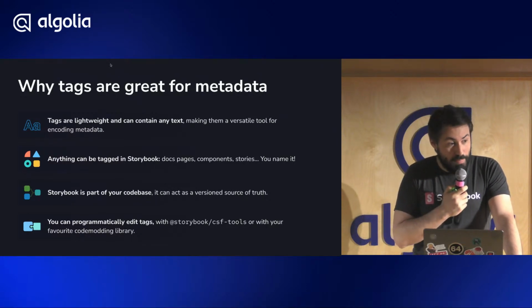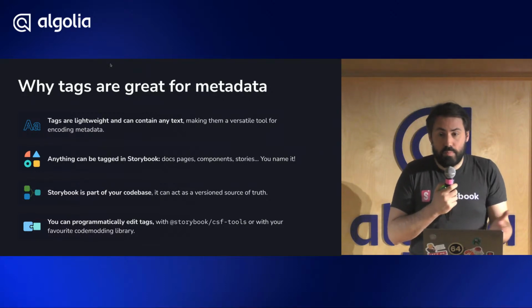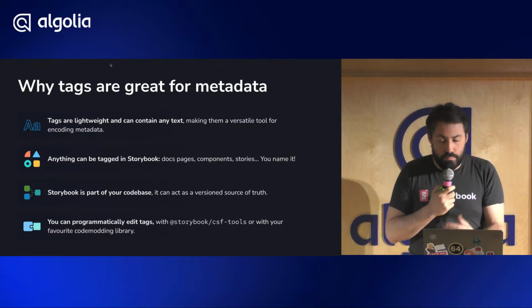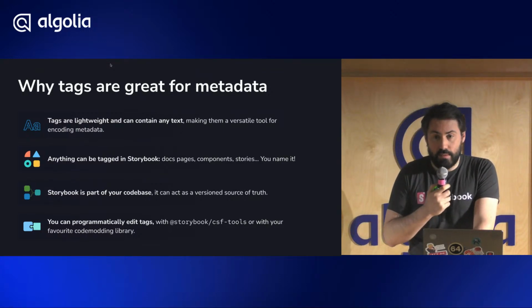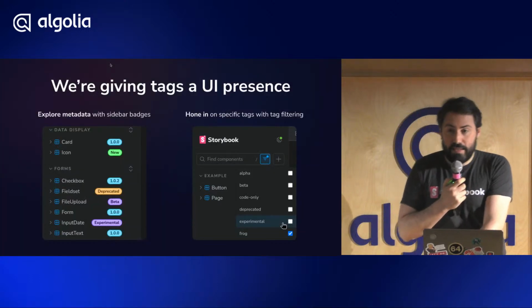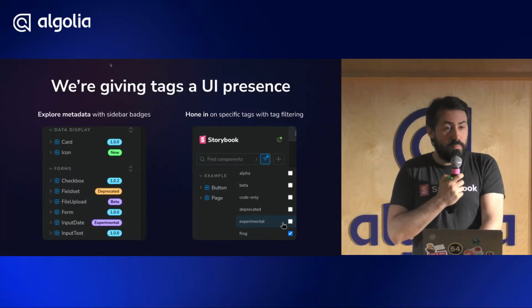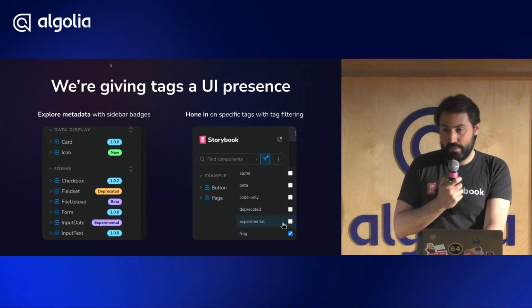And one thing that we'll talk about tonight is that we can actually even programmatically edit these tags that we put in Storybook. So you can build your own integrations to basically fetch data from another source of truth and provide it all in your documentation for your developers. The thing that maybe is not the biggest or the most noticed announcement for Storybook 8.4, but the thing that I'm very interested about and very excited to present today is that we're giving tags a UI presence in Storybook.